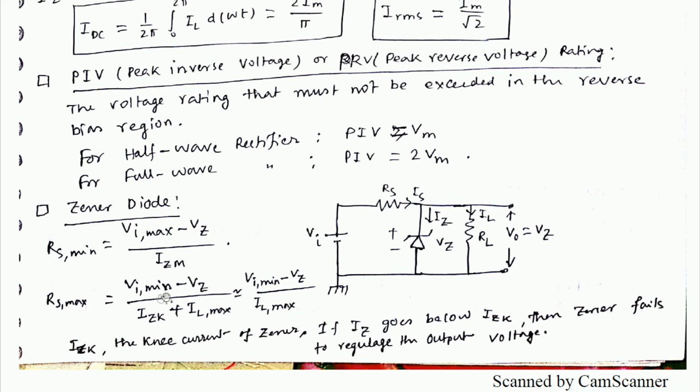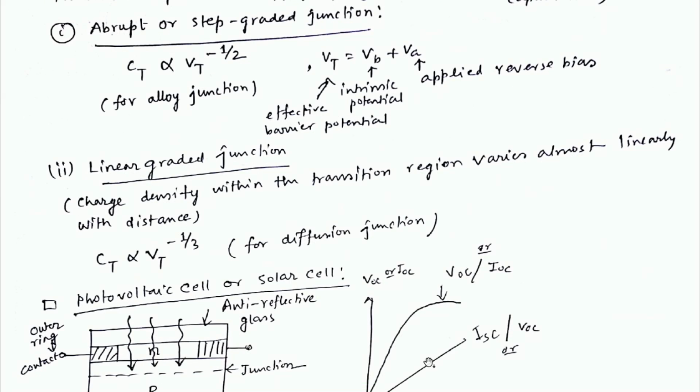Rs maximum equals Vi minimum minus Vz by Izk, the knee value of the current, plus IL maximum, the load current, which equals Vi minimum minus Vz by IL max. Izk is the knee current of the Zener. If Iz goes below Izk, then the Zener fails to regulate the output voltage.